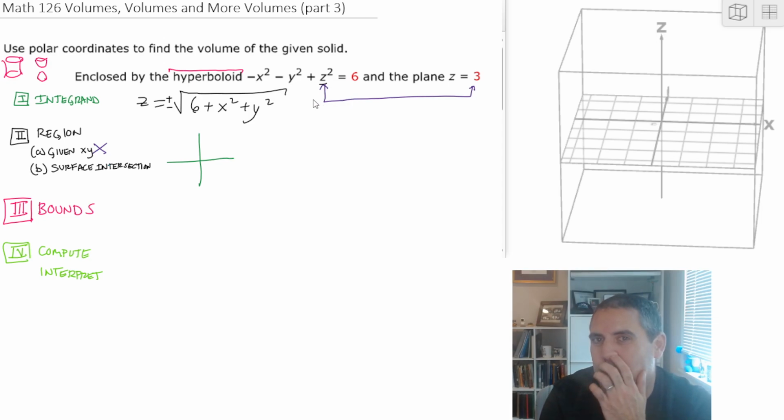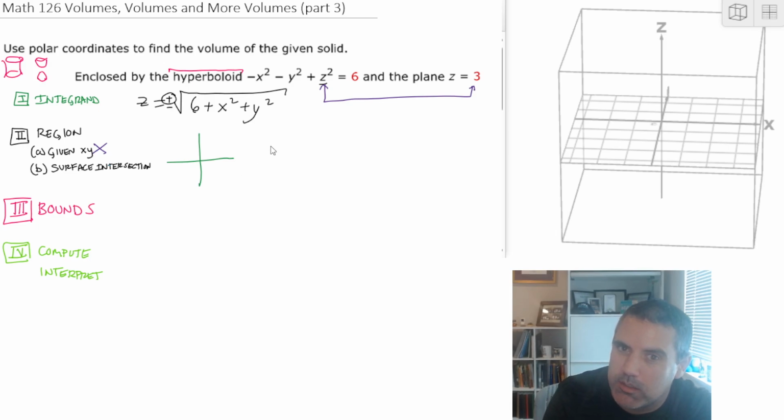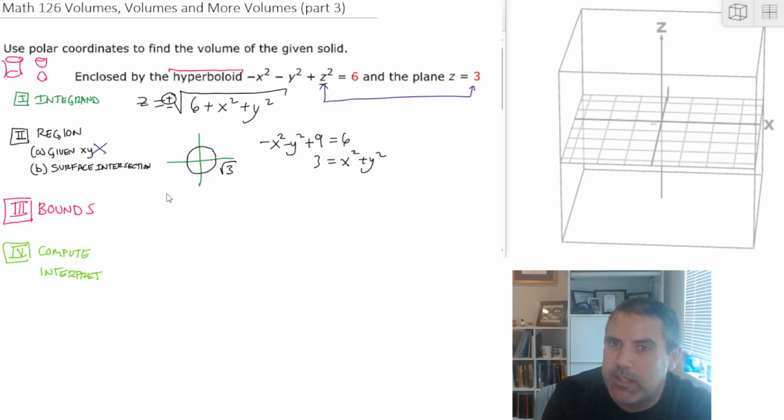And notice, since it's a positive z, I already know I'm only talking about the upper one. That's the part that scares students, but I'm trying to see how far we can go before we're worried about that. Minus y squared plus 9 equals 6. Let's rearrange this. You get 3 is equal to x squared plus y squared, and that's where they meet. And so I'm integrating above that. And I'm almost done.